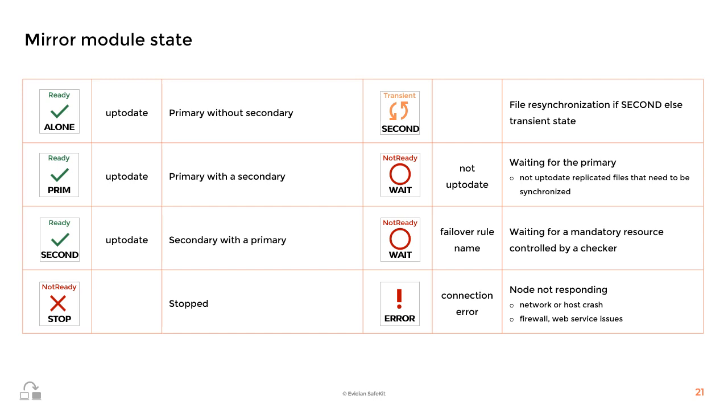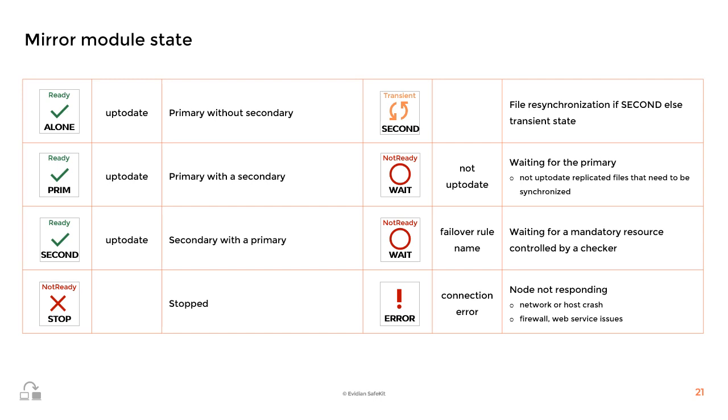When the state is second and the color is green, it signifies a secondary server with a primary. The failover is possible in this state. The stop state means that the module is not running on the node. If the state is second and the color is orange, it means that the node is currently resynchronizing replicated folders. The failover is not possible in this state. When the state is wait, the color is red, and the message is not up to date, it means that the node is waiting for the start of the other node, as it does not have up-to-date data.